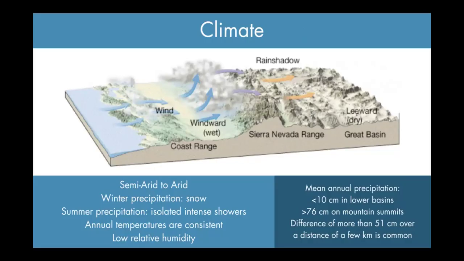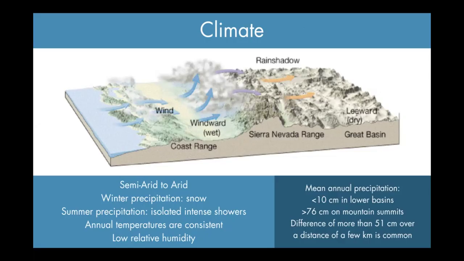The Sierra Nevada mountains to the west capture moisture from prevailing winds before they reach the region, creating a rain-shadow effect. This area is very diverse in precipitation levels, and it's dependent on the time of year as well. Winter precipitation falls as snow. Summer precipitation falls as isolated, intense showers. Precipitation patterns vary from year to year, but annual temperatures are mostly consistent. Relative humidity is very low.